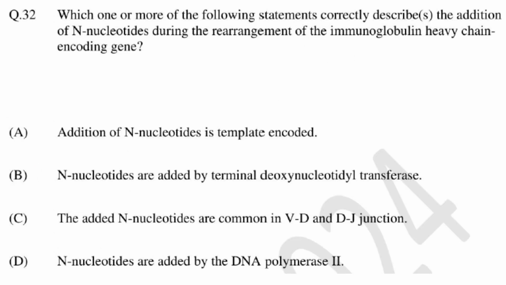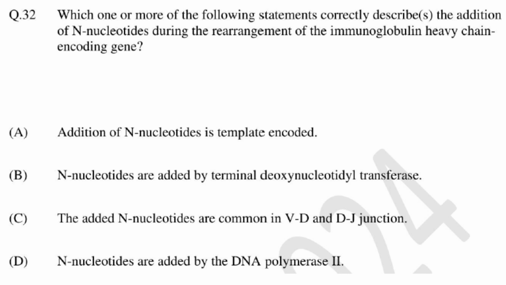Then, which one or more of the following statements correctly describe the addition of N nucleotides during the rearrangement of the immunoglobulin heavy chain encoding gene? So what is this addition of N nucleotides? It occurs during the VDJ recombination process in the heavy chain of immunoglobulin. This process is carried out by the enzyme terminal deoxynucleotidyl transferase. These added nucleotides, which are added to the VDJ junction during the recombination process, are not encoded by the template DNA.